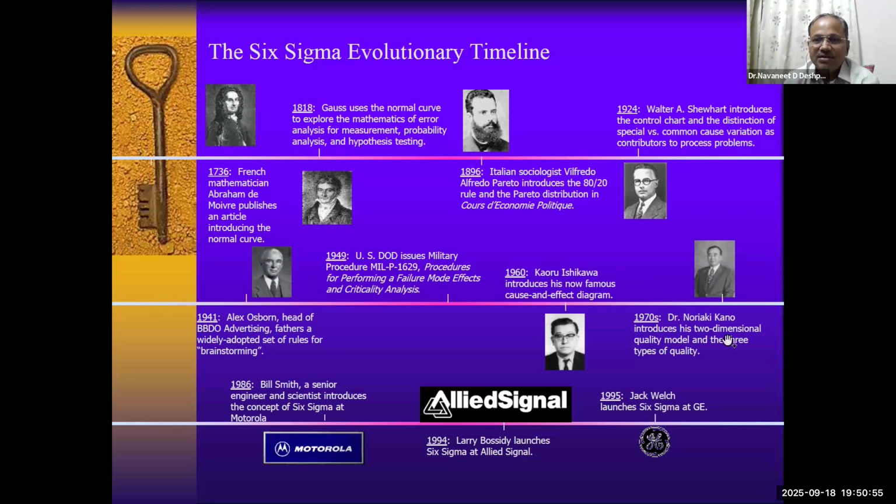Then 1970, Noriaki Kano introduces the two-dimensional quality model and the three types of quality which we have to adhere to. Okay, several dimensions of the quality. What do you mean essentially by the quality? It was determined in 1970s.